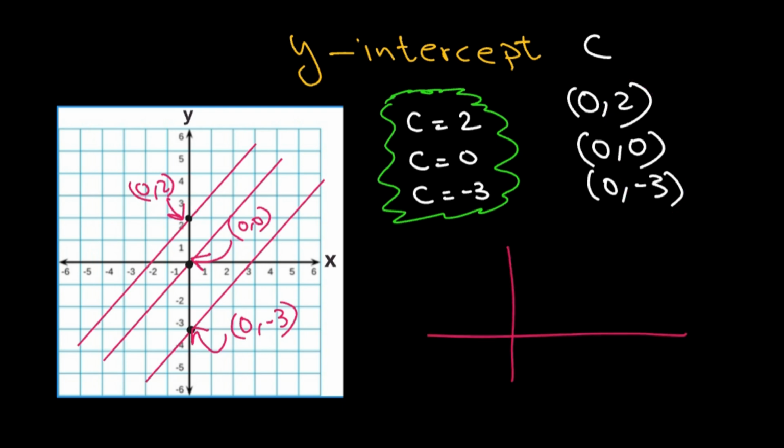For example, if I say that I have a line segment that passes through (0, 6), that means the value of y-intercept is 6. I have another line segment that passes through (0, -1). That means the value of y-intercept is -1.